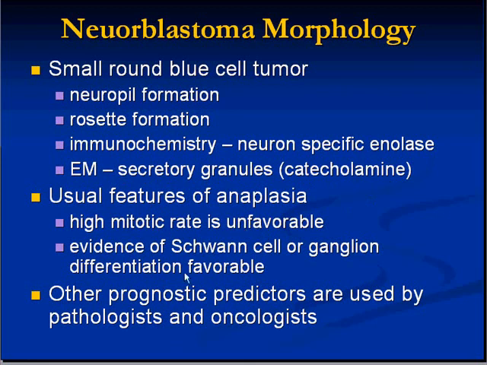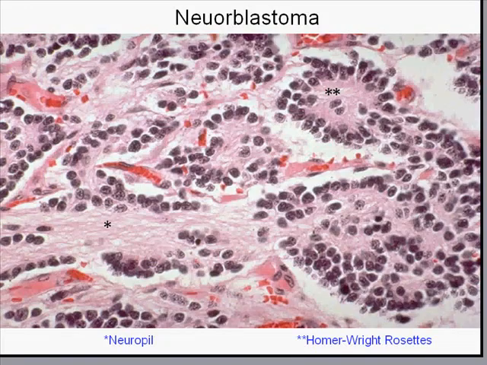As you might guess, if the tumor has a high mitotic rate, it would be an unfavorable prognosis. But if you see further differentiation, like into Schwann cells or ganglion type structures, multinucleated ganglion-like cells, that's a favorable indicator. There are other prognostic predictors as well, both clinical and pathologic, which pathologists and oncologists use to give a general indication to the parents how this tumor is going to behave. Okay, let's quit talking and look at some pictures.